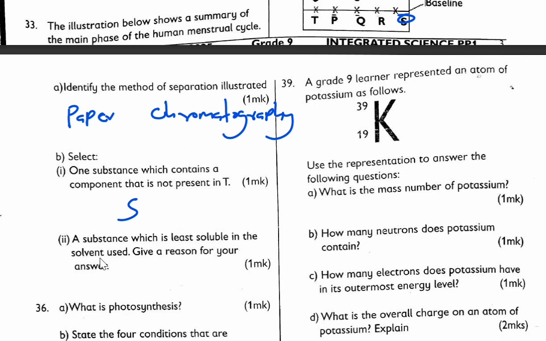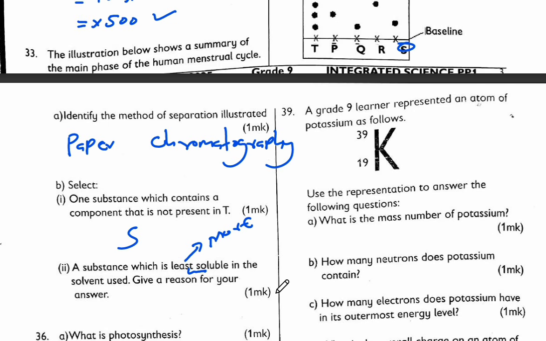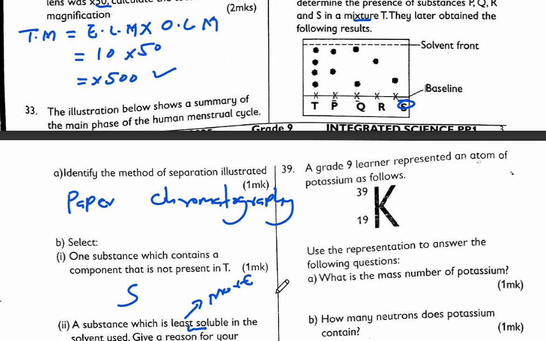Roman 2, a substance which is least soluble in the solvent used. Give a reason for your answer. So when you hear the word least soluble, this means it never dissolved with the solvent, and therefore it is more sticky. When it is more sticky, it is going to travel a shorter distance. If it is not sticky, that is more soluble, it is going to travel a longer distance.